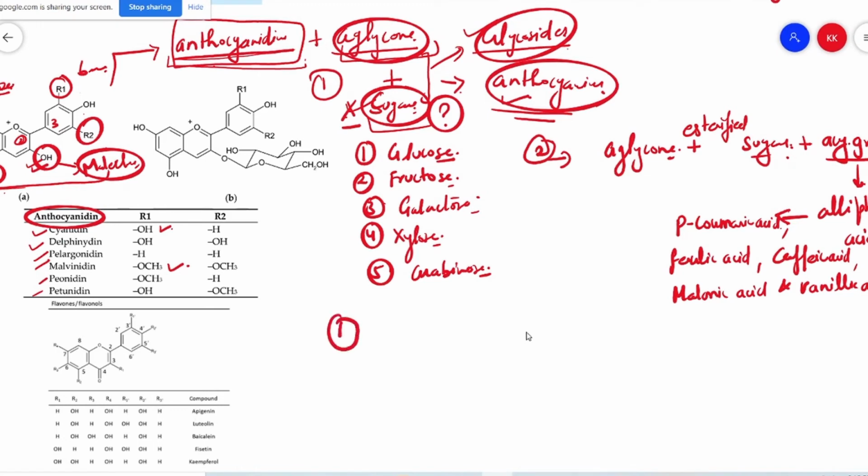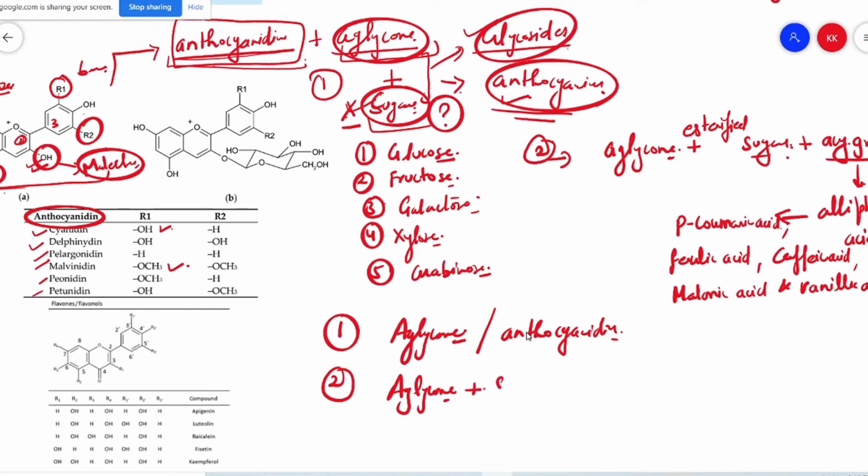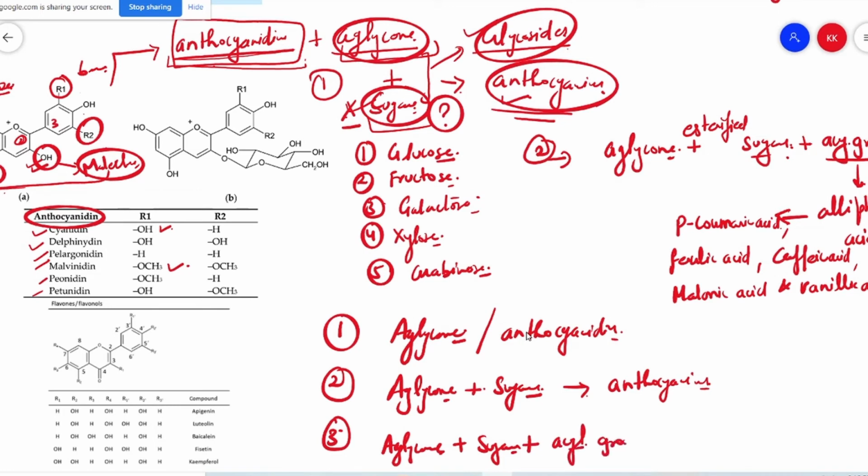In the first form, we had seen there is only one glycone unit present, and this is also called anthocyanidin. Right? Second, we had seen that with the glycone structure, there will be sugar molecules present, and these are called glycosides, and these structures are finally called anthocyanins. Right? Third form of the anthocyanins we see, in which with the glycone unit plus sugar molecules, there will be other groups present which are called acyl groups.